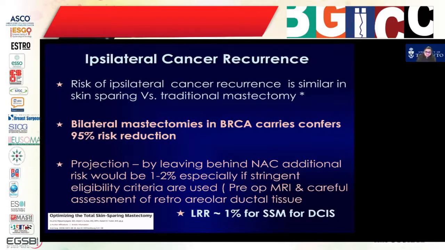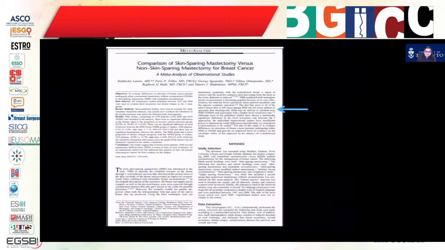The local recurrence, again, for DCIS is very, very low, right? Any additional tissue that is left behind would confer 1 to 2% risk. And so that is really approaching a BI-RADS 3 kind of likelihood of developing cancer. So that is the projection that they talk about. Some small amount of tissue is left behind.